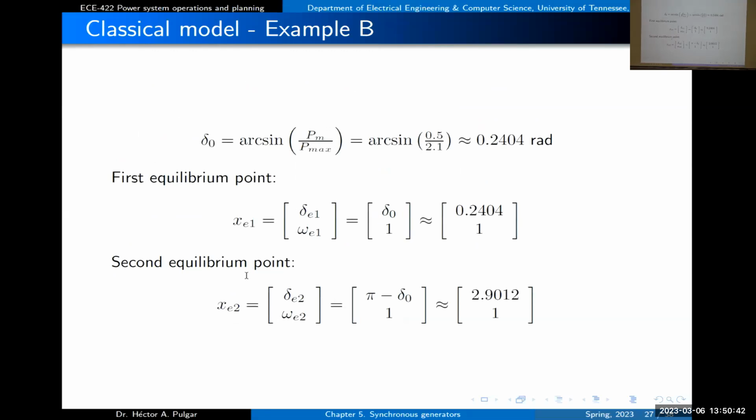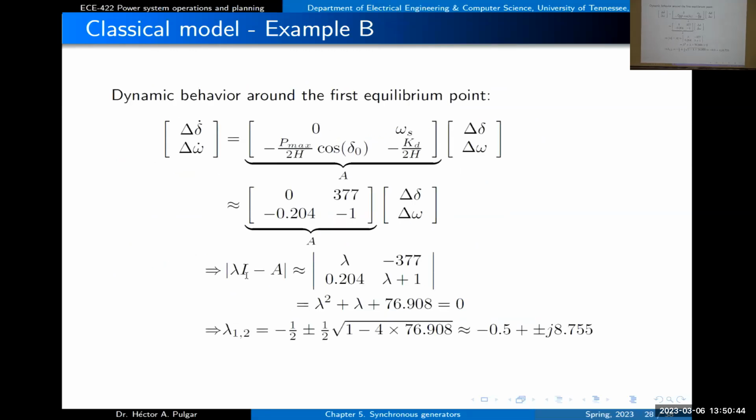So we calculate the two equilibrium points, and we are going to have infinite solutions. So we're going to focus between 0 and 2 pi, 0 and 360 degrees. And then with the linearization of the system, we get this linear model. We replace in the two equilibrium points between 0 and 2 pi, and we get the description of the system.